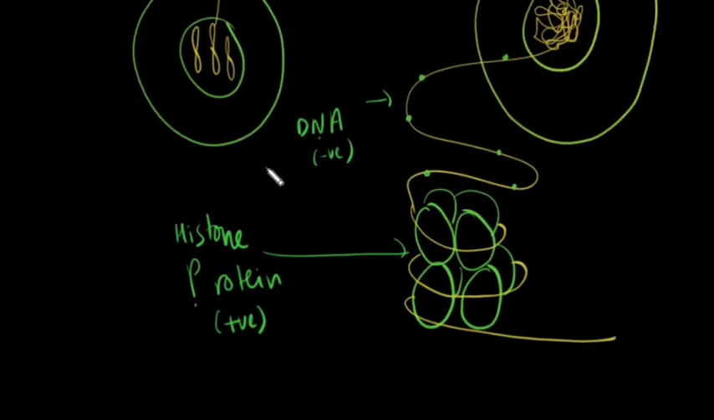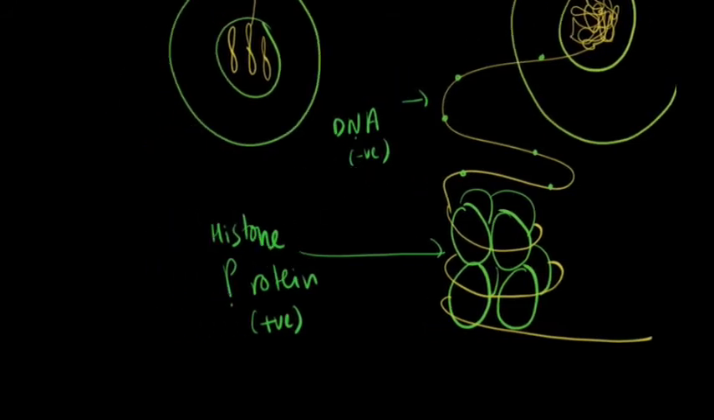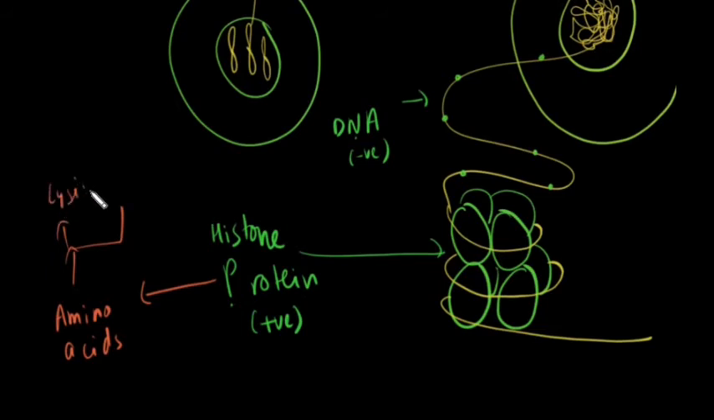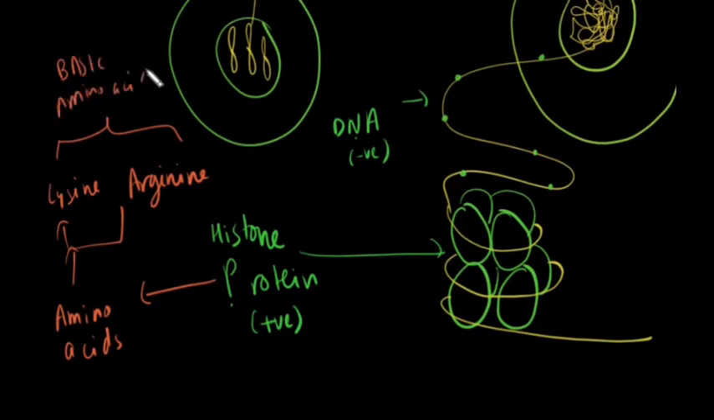Now, if I ask you, what is histone protein's nature? Is it acidic or basic? So proteins are basically made up of amino acids. If I check the amino acids' nature, I can tell what is the nature of histone. So the amino acids which are present in histone are lysine and arginine. And lysine and arginine are basic amino acids. If they are basic amino acids, it means the histone protein is basic in nature.